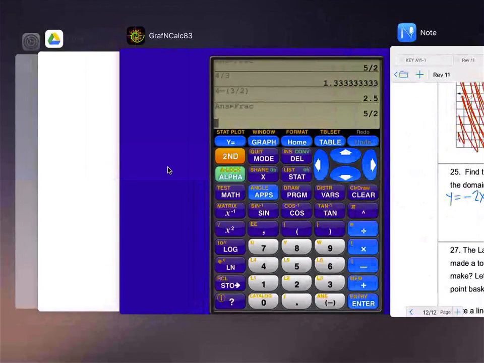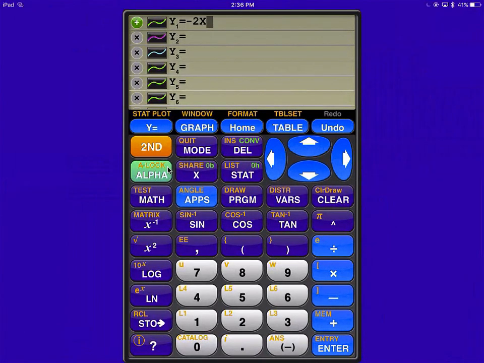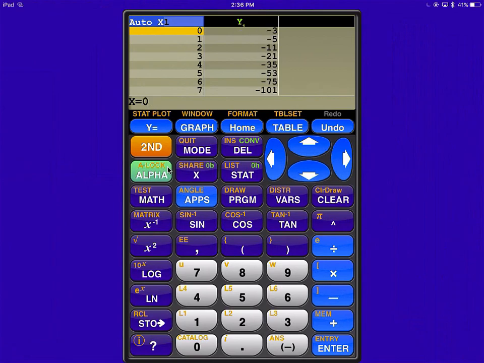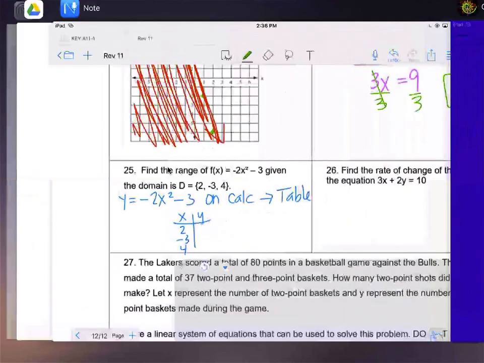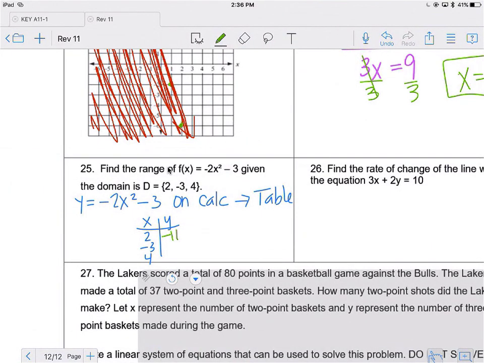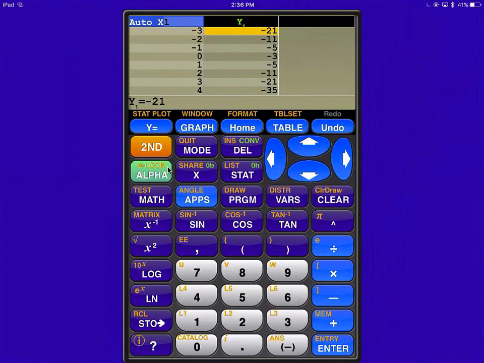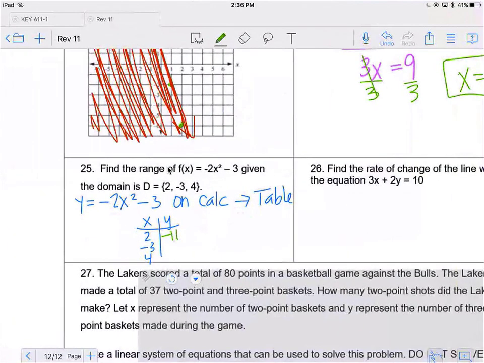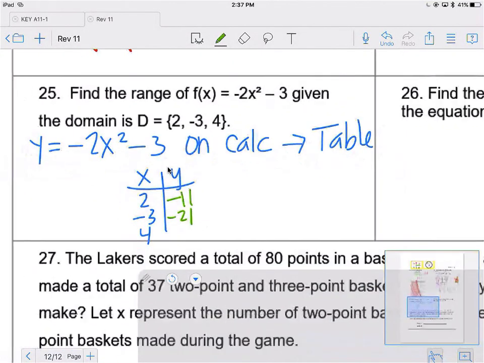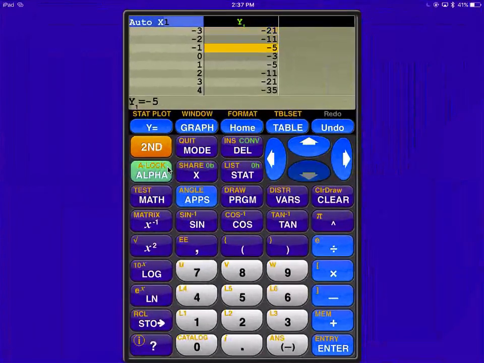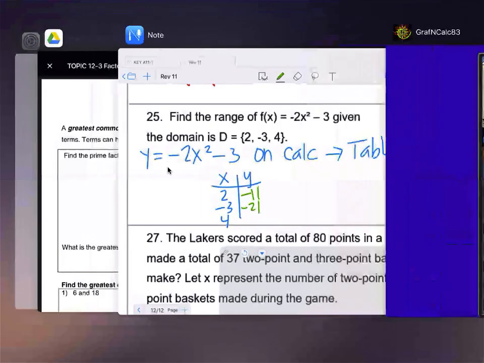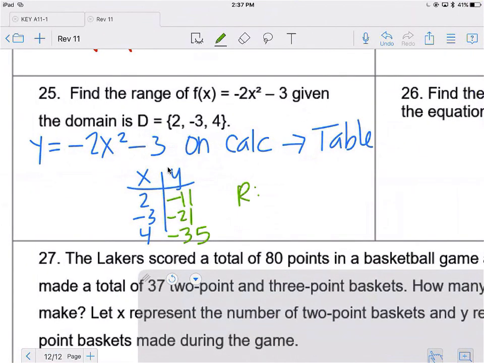So in y equals, I type negative 2x squared minus 3, and click second graph to go to my table. For my table, I need to know when x is 2, what is y? When x is 2, y is negative 11. When x is negative 3, y is negative 21. And when x is 4, y is negative 35. So my range is negative 11, negative 21, and negative 35.